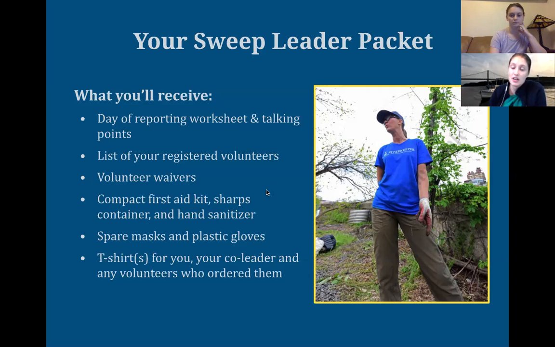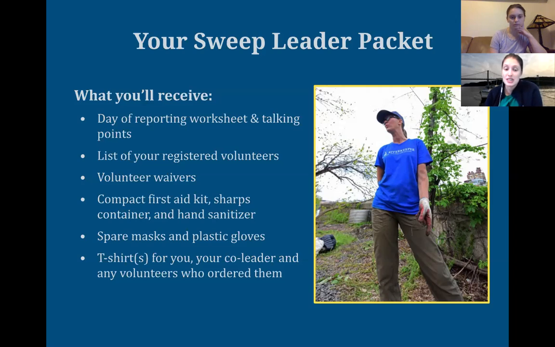So you'll also have volunteer waivers. We are requiring folks to pre-register. However, you can say mandatory 1,000 times, but there is always going to potentially be someone who shows up because they saw the project posted somewhere and didn't pre-register. So there will be backup volunteer waivers in your packet for folks who didn't pre-register.